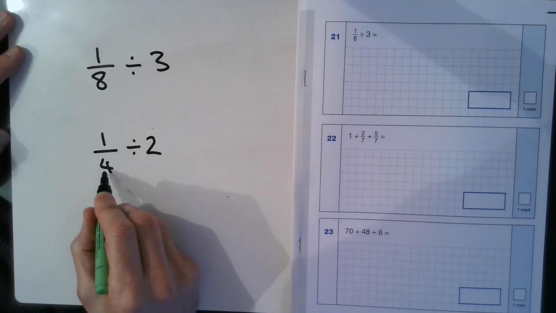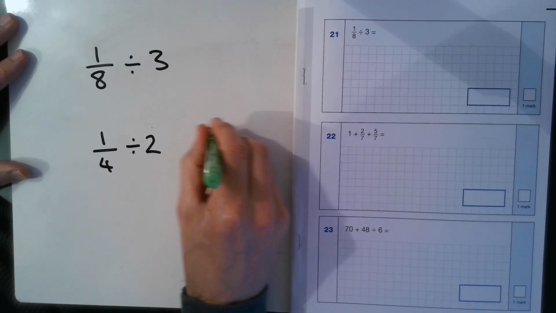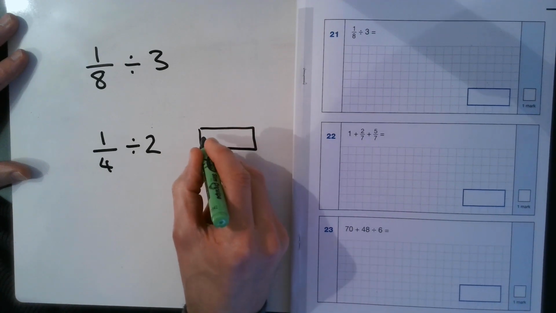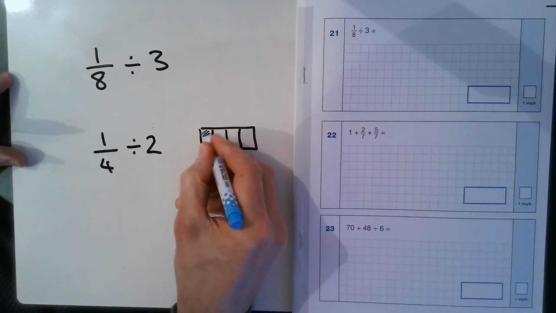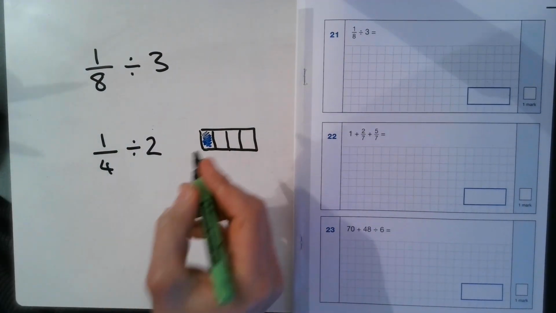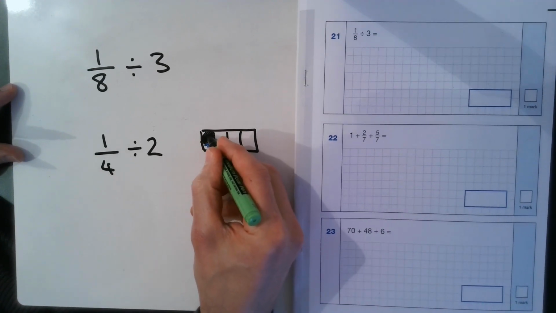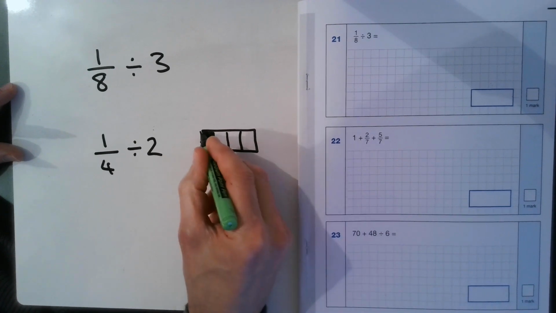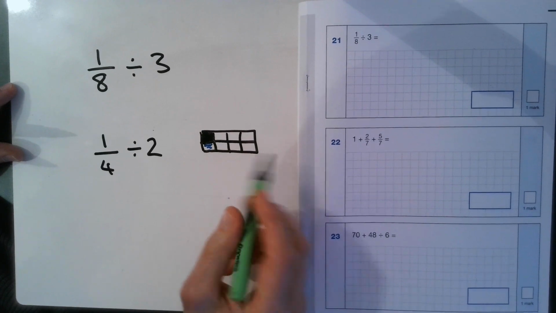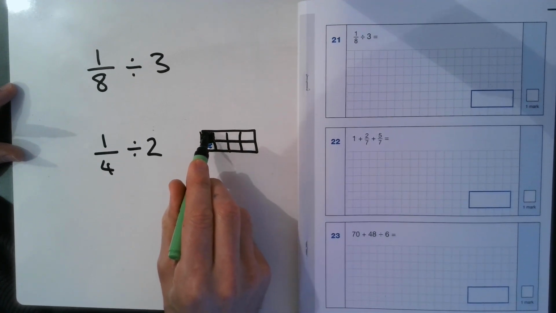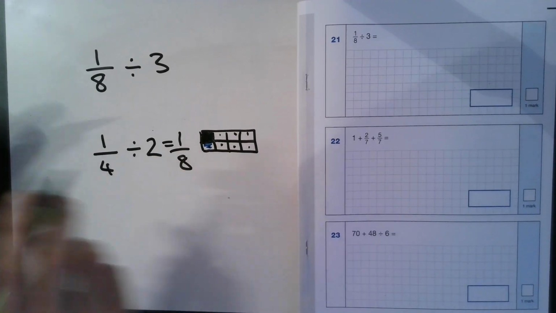So if you've got a quarter of a cake and you're sharing it between 2 people, you can see you just get that one piece there, that piece on top. So you get that quarter. And if we just put the line in here to help us work out how much that is, 1 out of 1, 2, 3, 4, 5, 6, 7, 8. So it's 1/8. So the answer is 1/8.